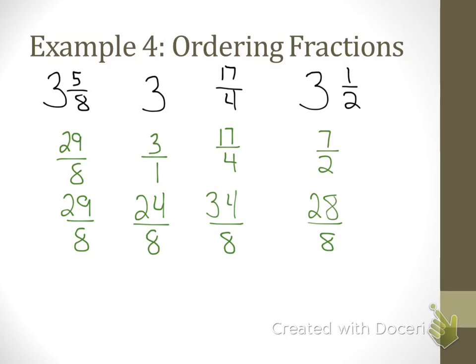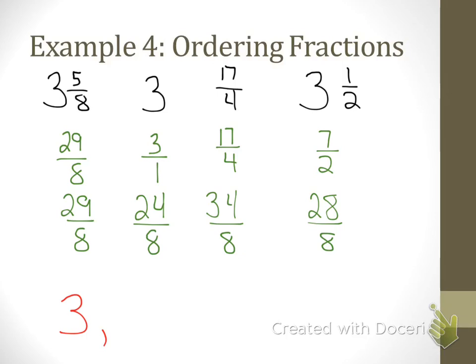Now I can clearly see what's the smallest fraction and what's the biggest fraction. But remember, when I'm writing fractions in order, least to greatest, you need to remember this for your homework tonight because you will get it wrong. You have to write it in its original form. So what fraction is the smallest? It's 3, but it's 24 over 8, and I'm going to write it in my original form, which is 3.